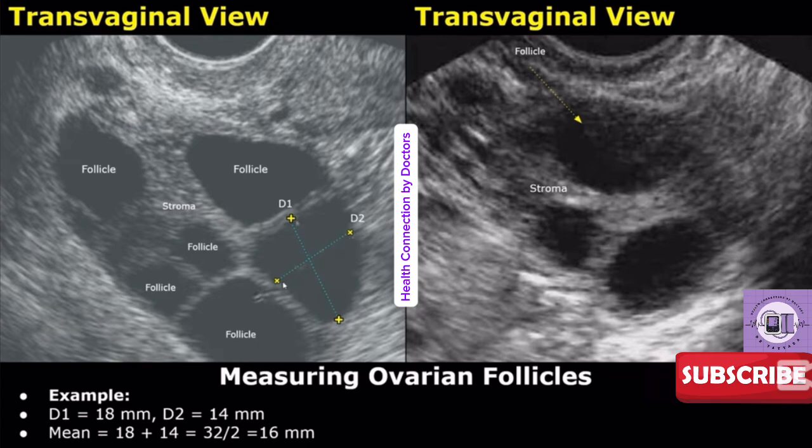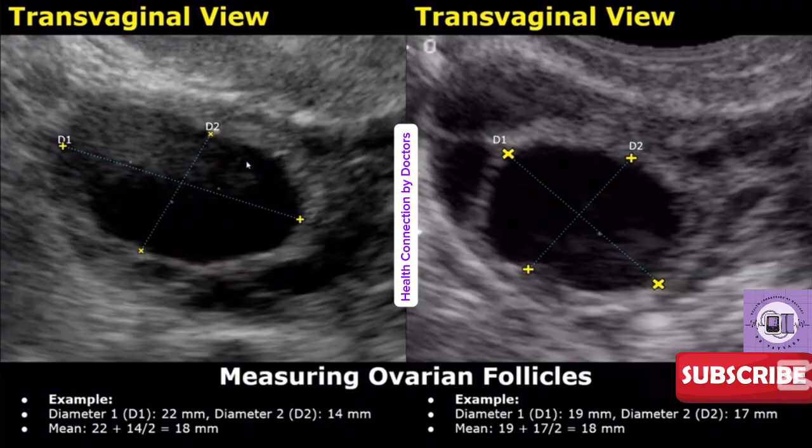D1 measures 18 mm and D2 measures 14 mm. Now we can calculate the mean diameter. It will be 18 plus 14, which is 32. 32 is divided by 2, which gives 16. So 16 millimeters is the mean diameter. So after measuring this follicle, you can measure the other follicles one by one in a similar manner.